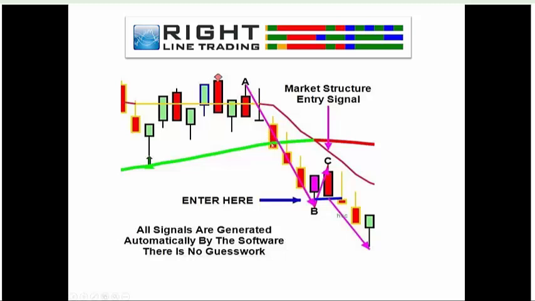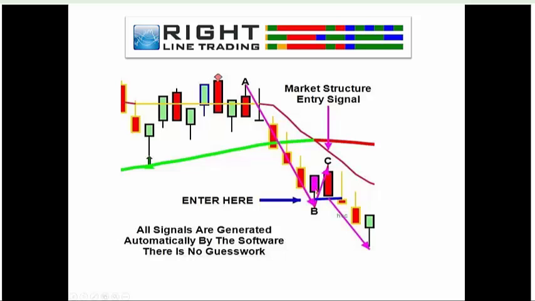And then what you look for is somebody trying to turn the market. Now, you can color the B candle anything you want. You can leave it blue, or green, which is the normal color of the candle. I like to color it magenta. But when it closes, you get an audible beep.